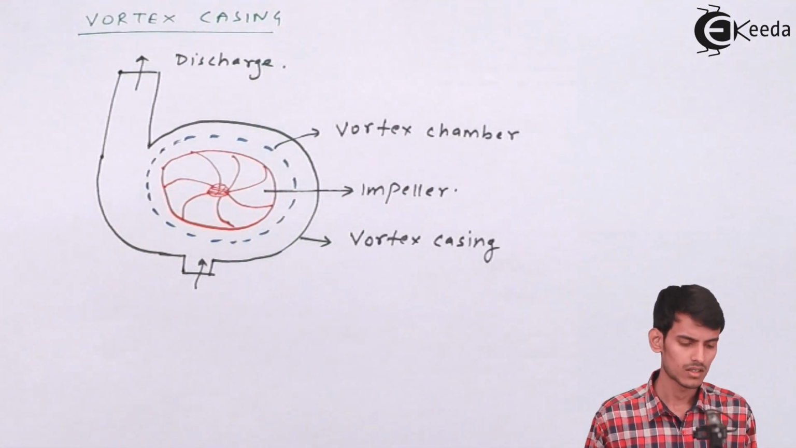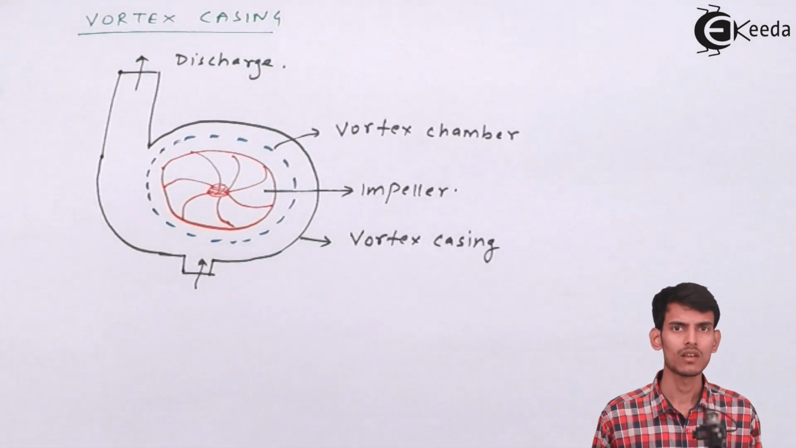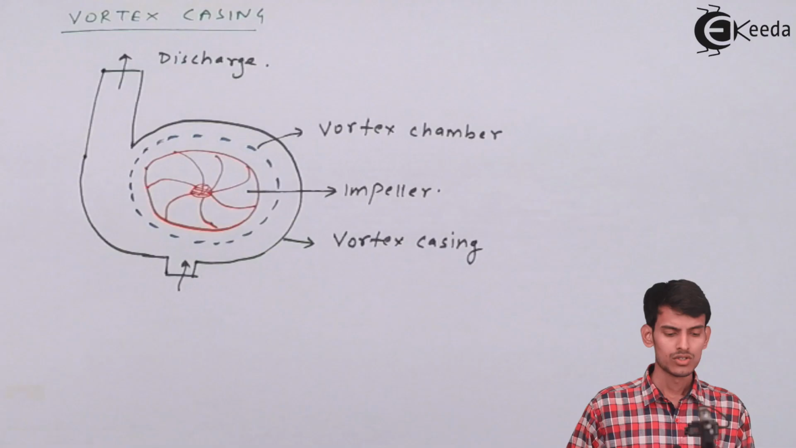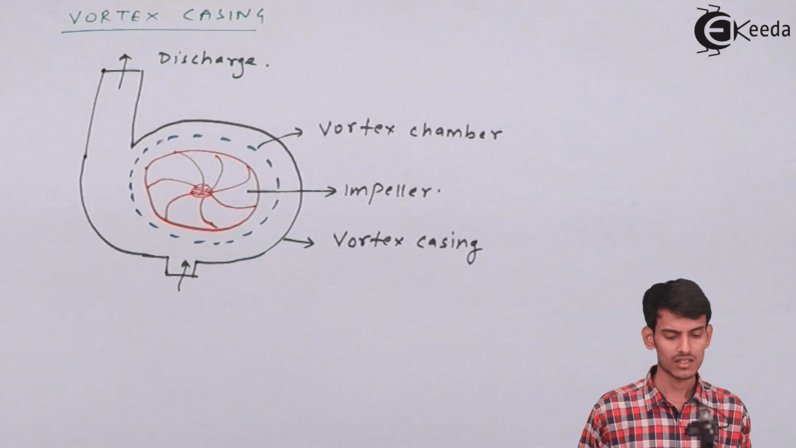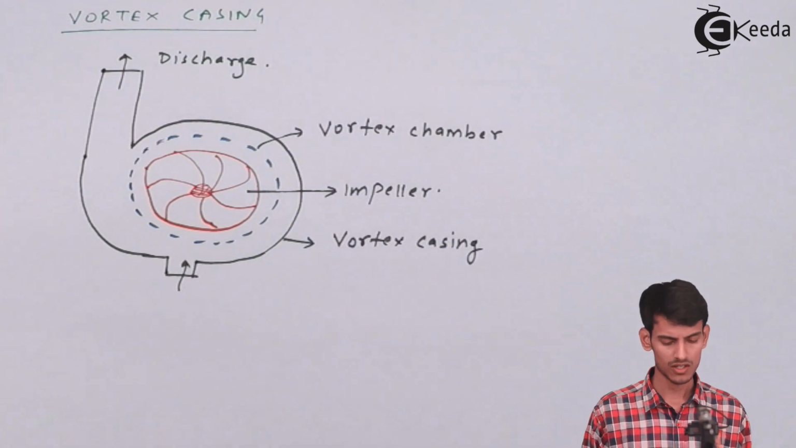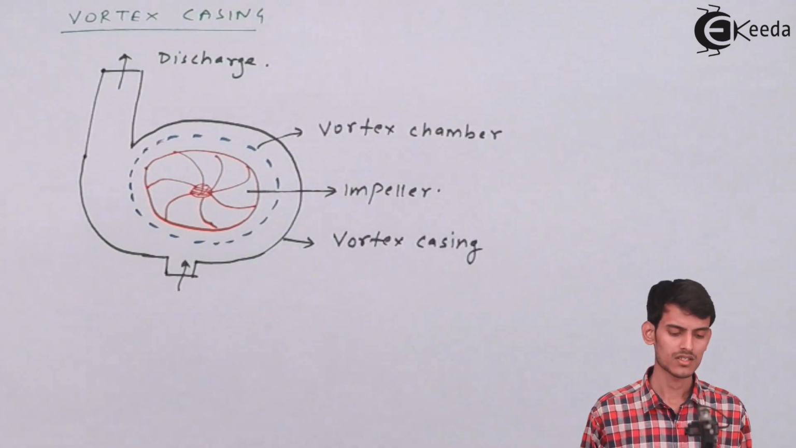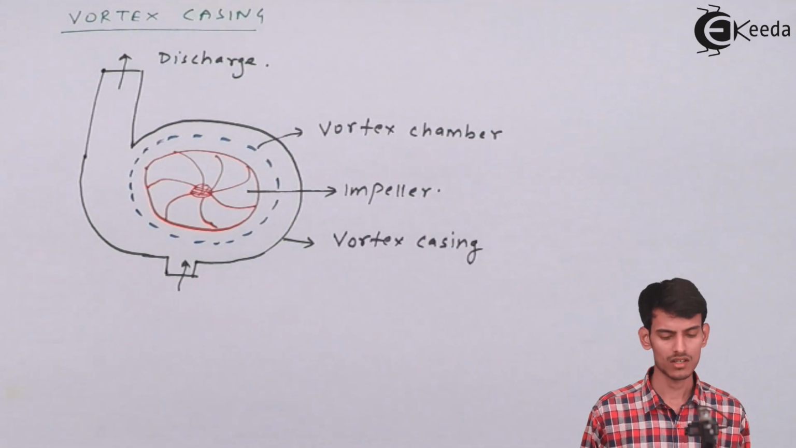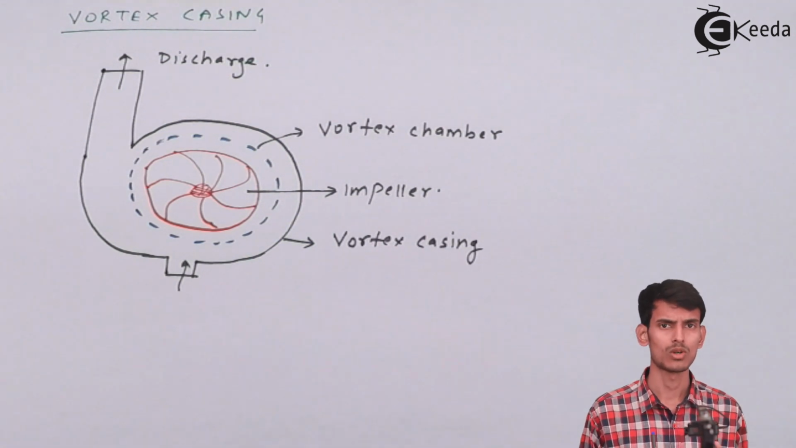So the next type of casing is a vortex casing. You've seen what a volute casing is. Next is the vortex casing. Vortex casings are a bit different. The construction is almost similar. There's one more extra thing involved here, that is the vortex chamber.